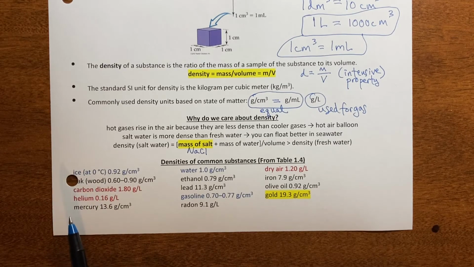Water is one of the few substances whose solid phase is actually less dense than the liquid phase. Most substances have a solid phase that's more dense than the liquid phase. Dry air has a density of about 1.2 grams per liter. You can see if it's a gas, it's expressed with grams per liter. If it's a liquid or solid, it's usually expressed with grams per cubic centimeter or grams per milliliter. Carbon dioxide, another gas, is 1.8 grams per liter. So it's a little bit denser than dry air.